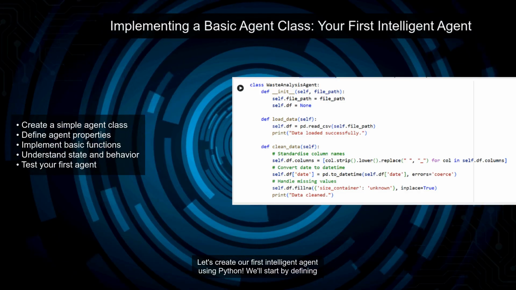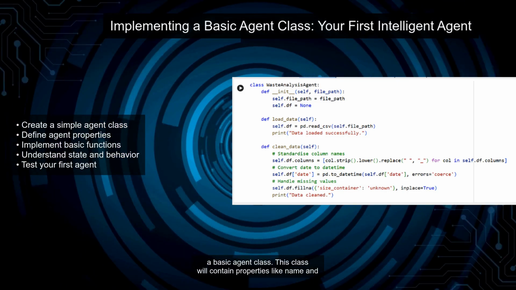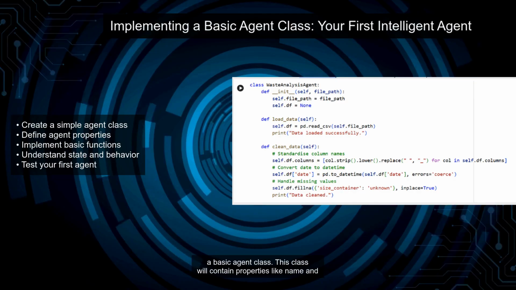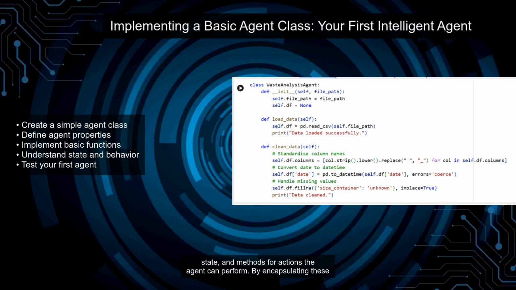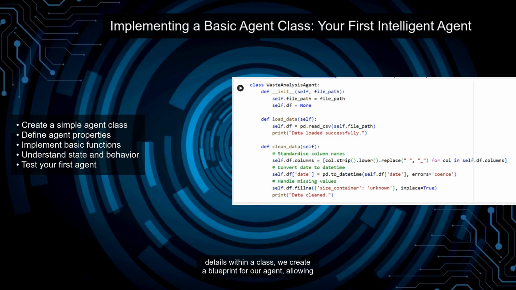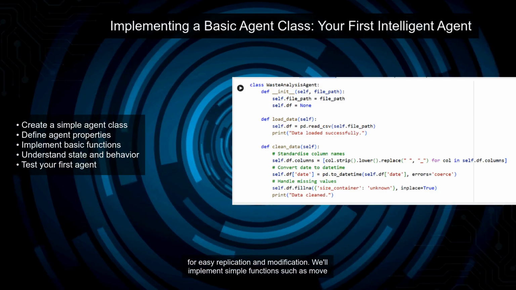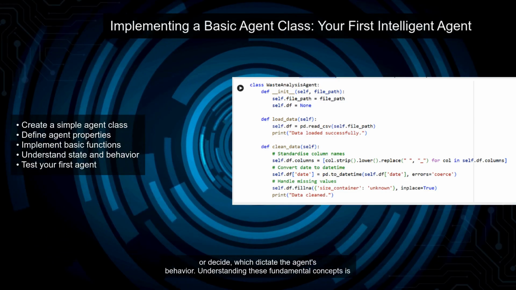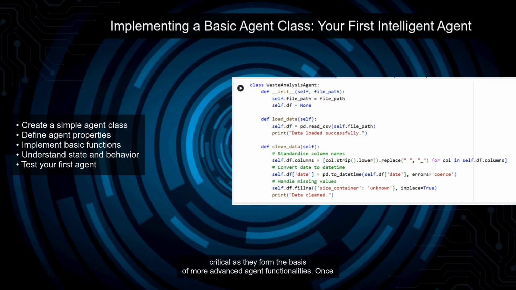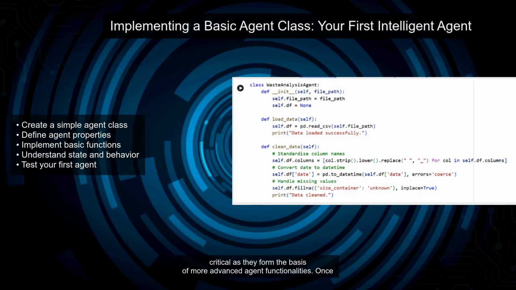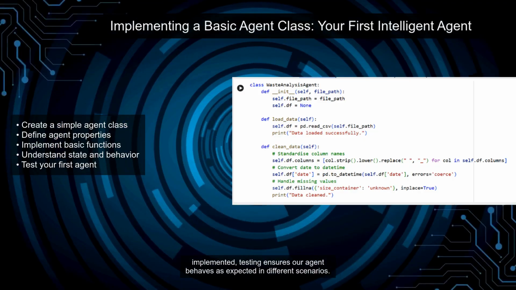Let's create our first intelligent agent using Python. We'll start by defining a basic agent class. This class will contain properties like name and state, and methods for actions the agent can perform. By encapsulating these details within a class, we create a blueprint for our agent, allowing for easy replication and modification. We'll implement simple functions such as move or decide, which dictate the agent's behavior. Understanding these fundamental concepts is critical as they form the basis of more advanced agent functionalities. Once implemented, testing ensures our agent behaves as expected in different scenarios.